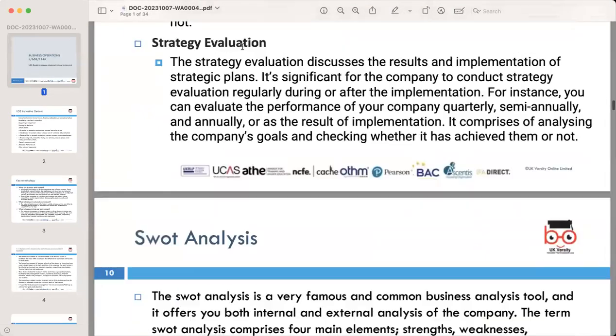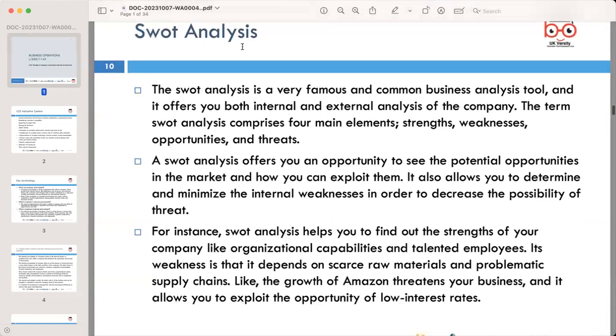Any questions or any comments if anyone is there? SWOT analysis. Any comments about SWOT analysis if anyone is there?